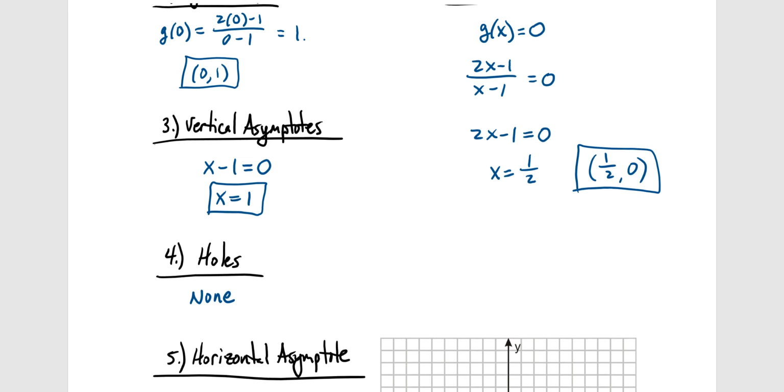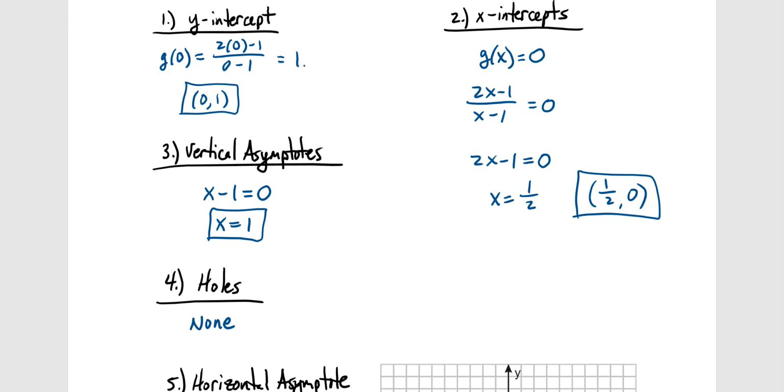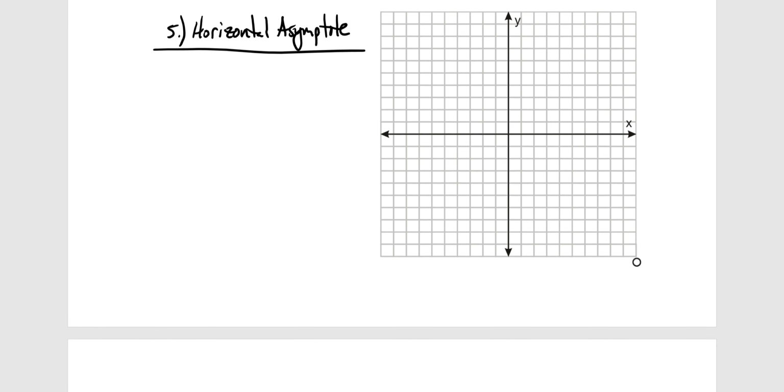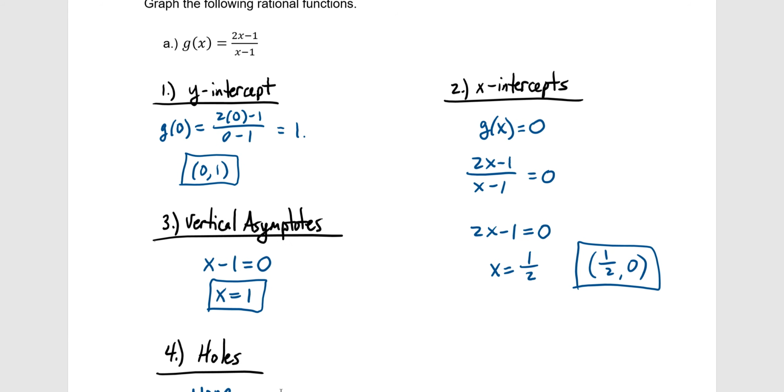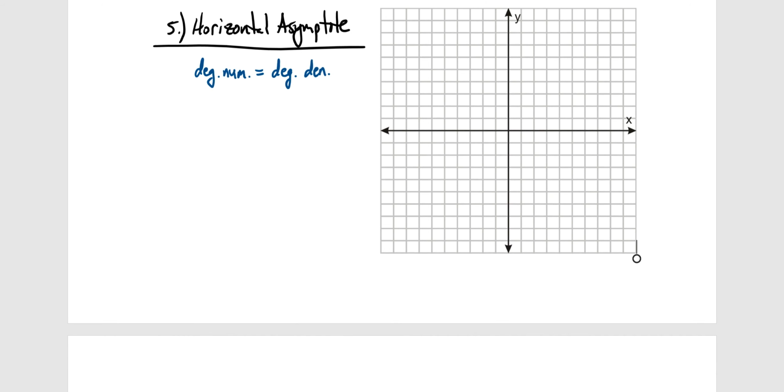So we have to compare the degree of the numerator with the degree of the denominator. Those are both degree 1, so the degrees are equal. That means there's a horizontal asymptote at the ratio of the leading coefficients, which, taking a look up here, are 2 and 1. So there's a horizontal asymptote at y equals 2 over 1, or y equals 2.